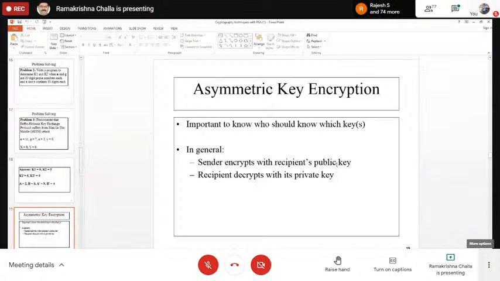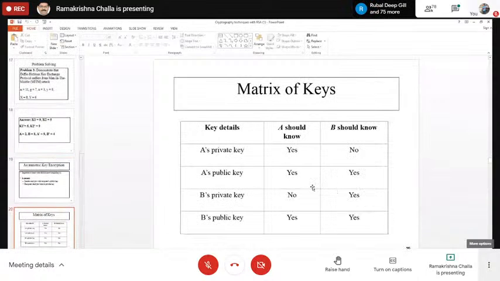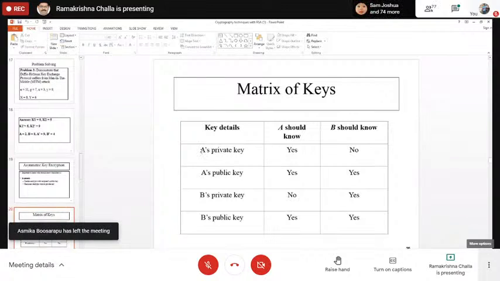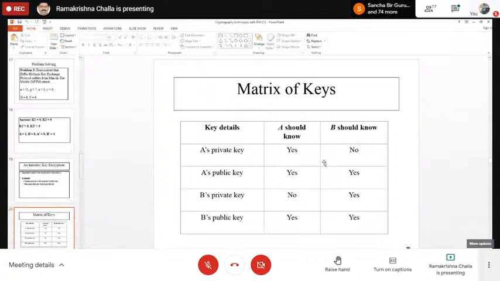That means this public key and private key are generated in such a nice way that whatever you encrypt with one key will be decrypted only with the other key. That is a challenge. And who should know which key, right? A's private key, that is the secret key, should be known only to A. Nobody else should know, B should not know. A's public key, A definitely knows, and B also knows. Anybody who wants to communicate with me should also know. Similarly, B's private key, only B should know. B's public key, B knows, and everybody else who wants to communicate with B should know. That is the crux of asymmetric key cryptography.